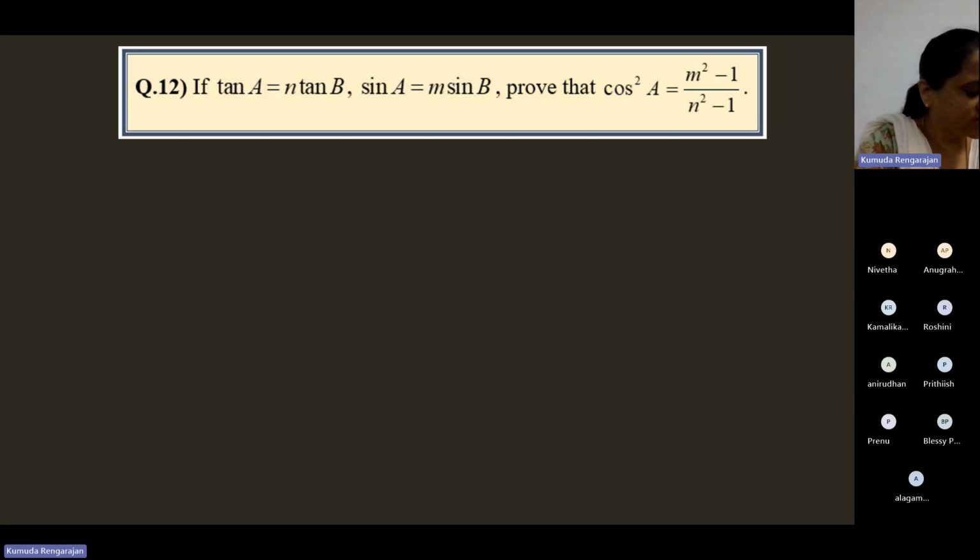It's not that you should always take the left-hand side and get the right-hand side as the answer. You can take whichever side, wherever simplification is possible, you should take up that side. So the left-hand side is cos square A. What will you do with cos square A? Because you're given the values for m and n here, right? So you have to take up the RHS, m square minus 1 by n square minus 1. There you should substitute the expressions for m and n, and work that. And when you work, you will get cos square A.